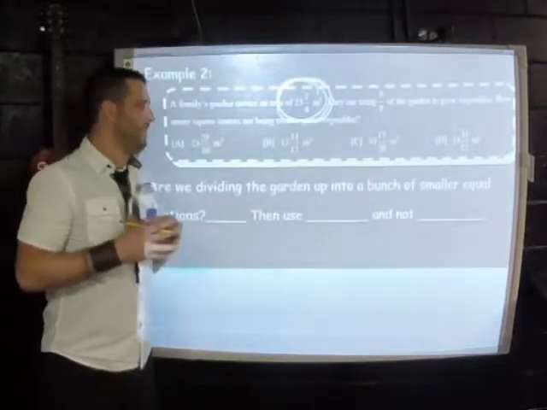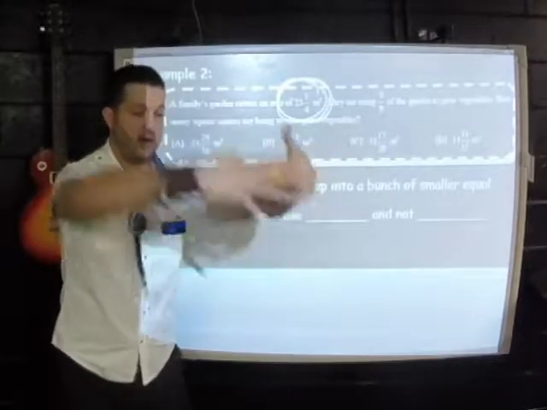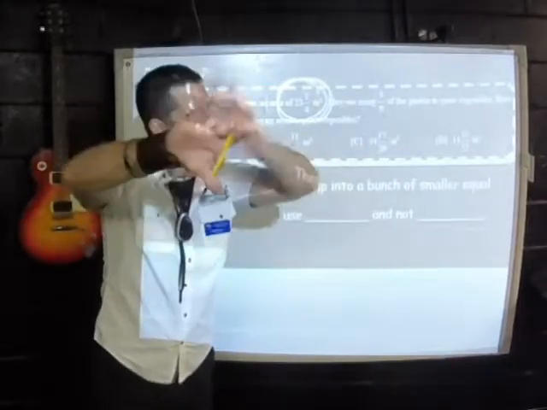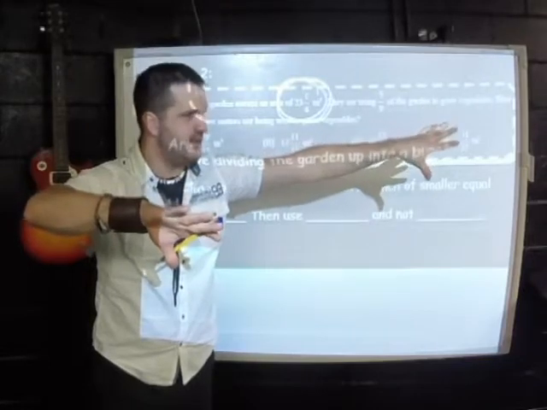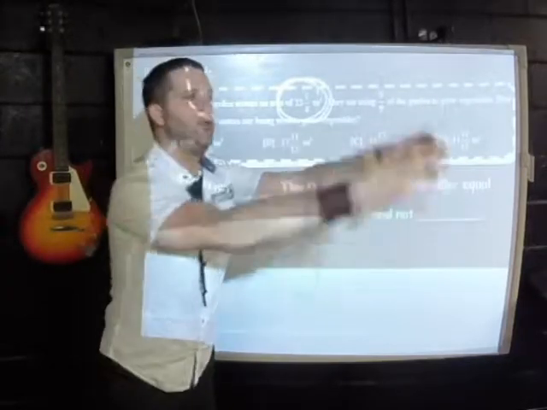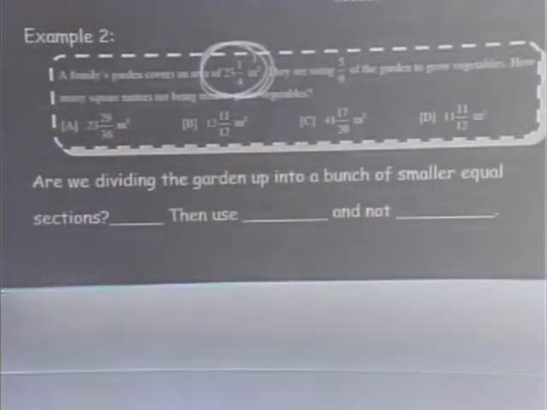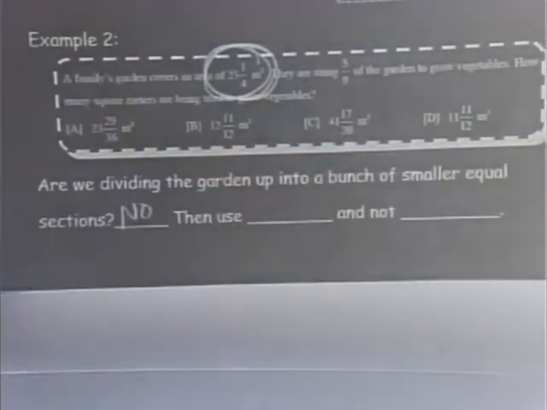No. Yeah. They're just cutting it somehow. They got a garden and they're going to go this much for vegetables and this much for flowers or whatever else. So they're not going into equal sections. So if that's not the case, are we dividing the garden up into smaller equal sections? We're multiplying. No. We might be dividing it up.